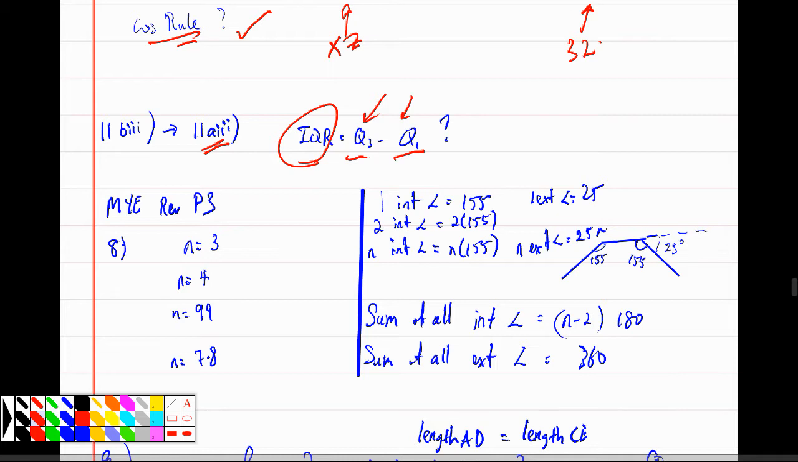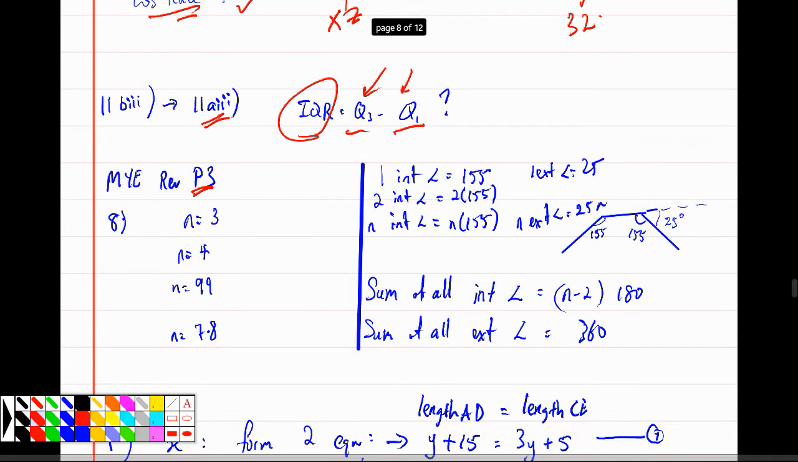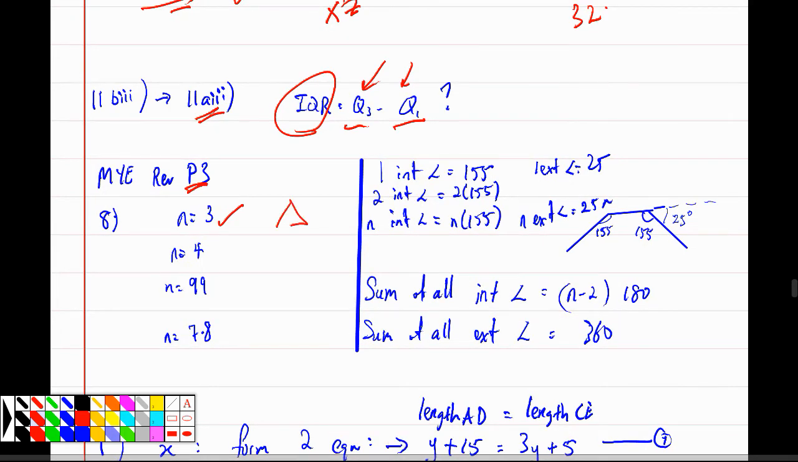Alright, so first paper 2 is done. So now we go to paper 3. It says question 8. Yeah, so when n is 3, we say that it's a polygon. In this case, 3 means 3 sides, so it's a triangle. 4 is still fine, equilateral. 99 sides is still fine, but once it is a decimal, 7.8, 5.6, then we say that no, this is not a polygon, because polygon cannot have point something.